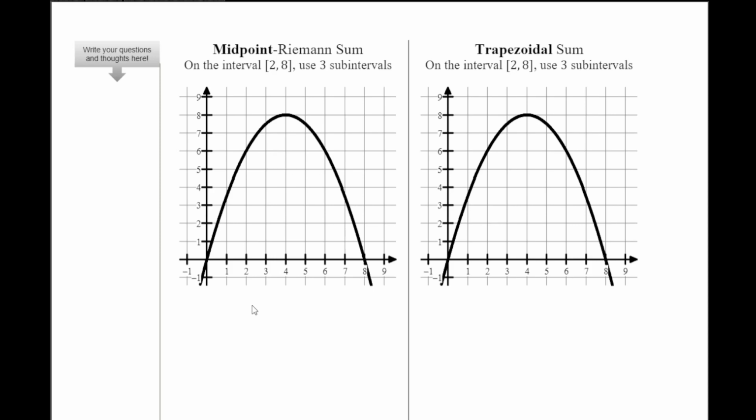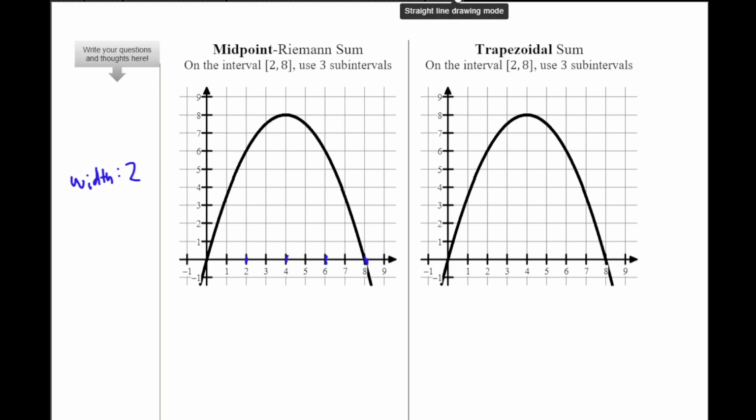So 2 more examples with these. Now we're doing the midpoint Riemann sum and then the trapezoidal sum. So midpoint is the same thing. The width of the rectangles are 2 because it's from 2 to 8. It's a distance of 6. Divide that by 3 to get the width. 2 to 4, 4 to 6, 6 to 8.